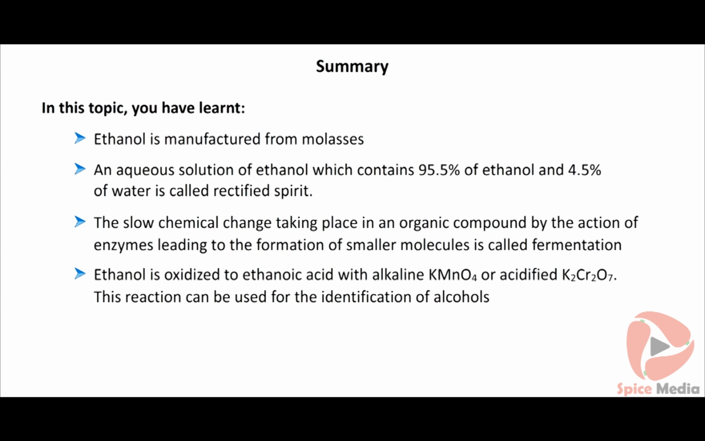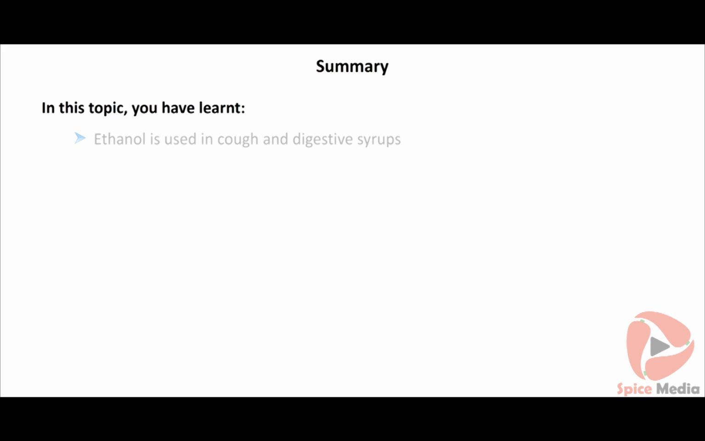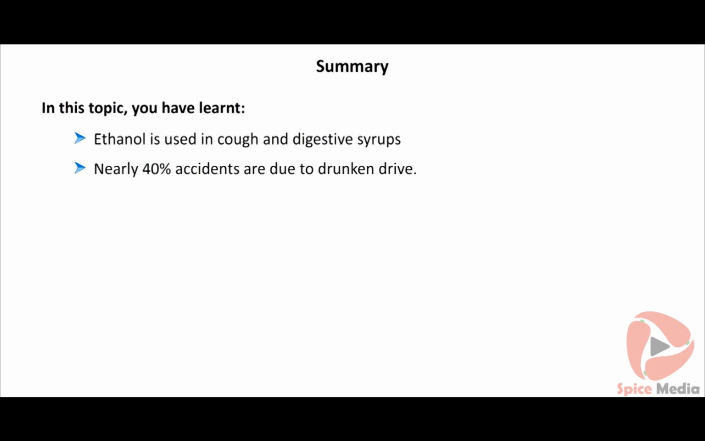Ethanol is oxidized to ethanoic acid with alkaline KMnO4 or acidified K2Cr2O7. This reaction can be used for the identification of alcohols. The compound formed by the reaction of an alcohol with a carboxylic acid is known as an ester, and the reaction is called esterification. Ethanol is used in cough and digestive syrups. Nearly 40% of accidents are due to drunken driving.